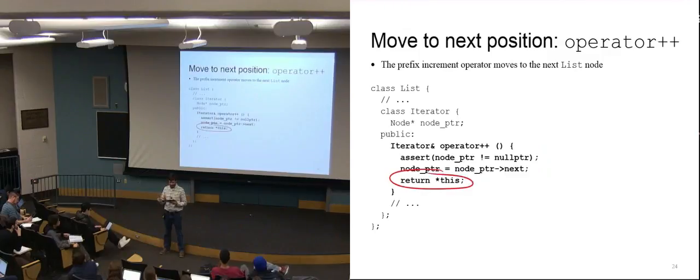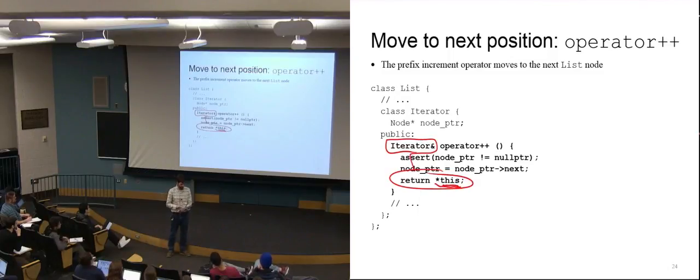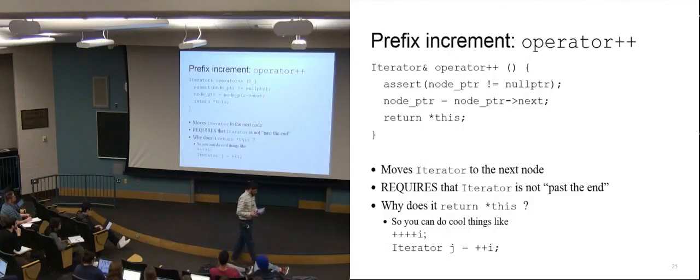Okay, why am I doing return star this? Because I need to return an iterator. What's the type of this? Pointer to iterator, or iterator pointer. What's the type of star this? Iterator. And does that match the type I'm supposed to return? Yeah. So here's where it would be helpful. So you can do really cool things like that.